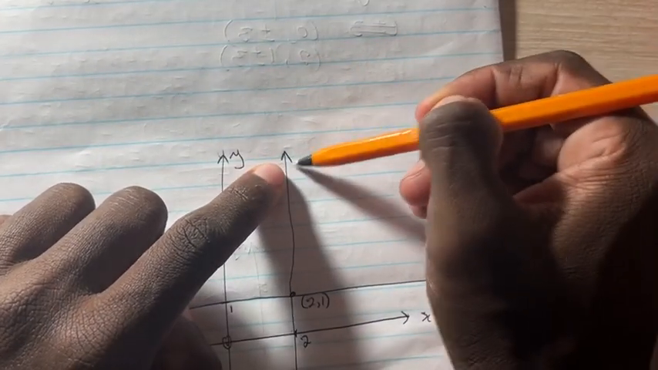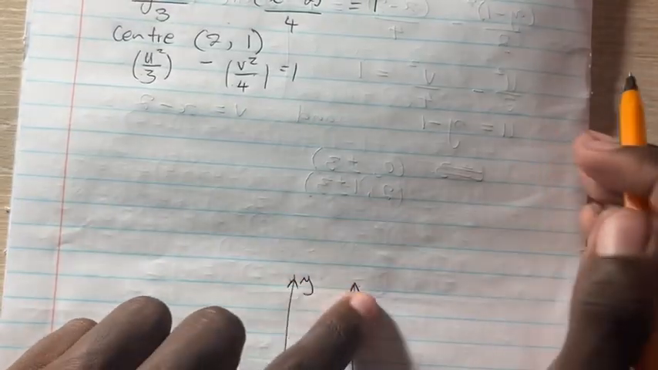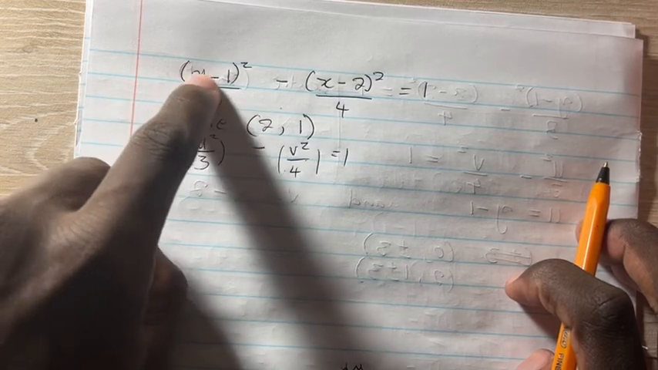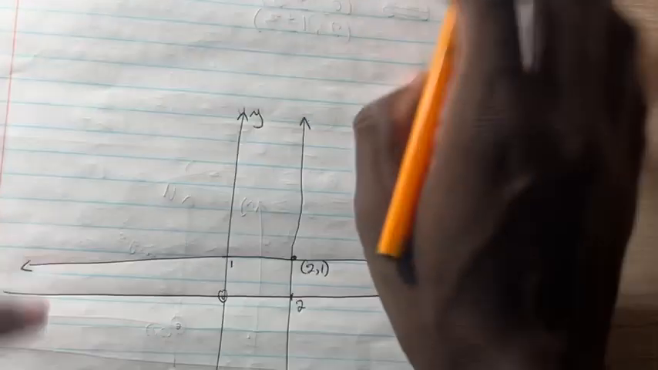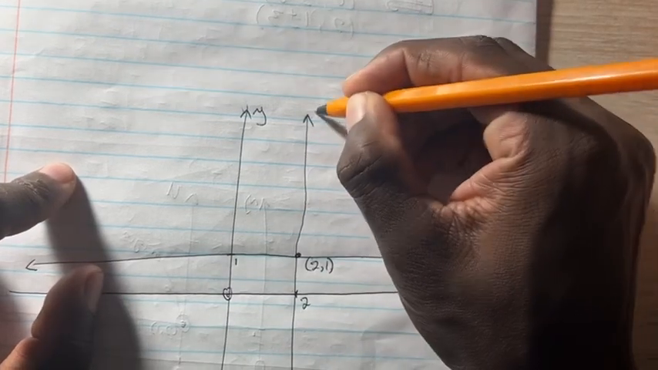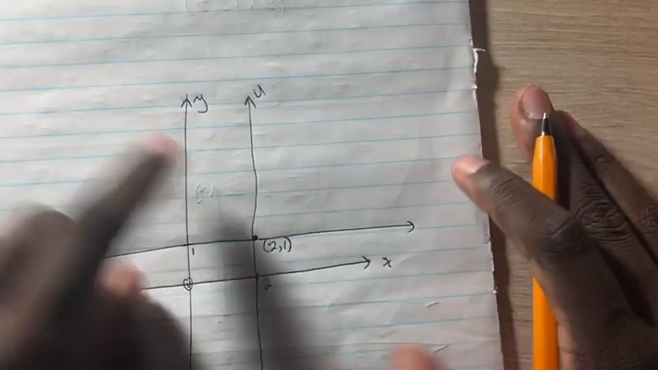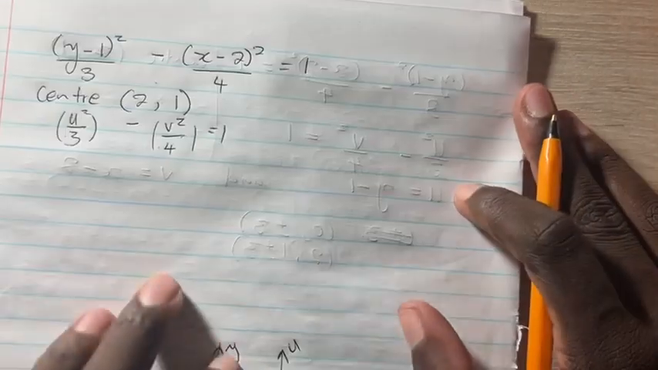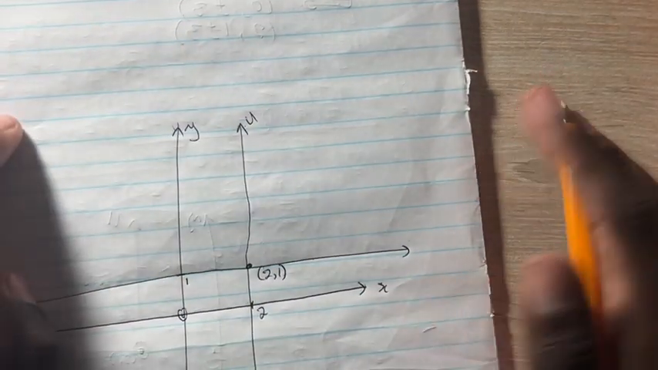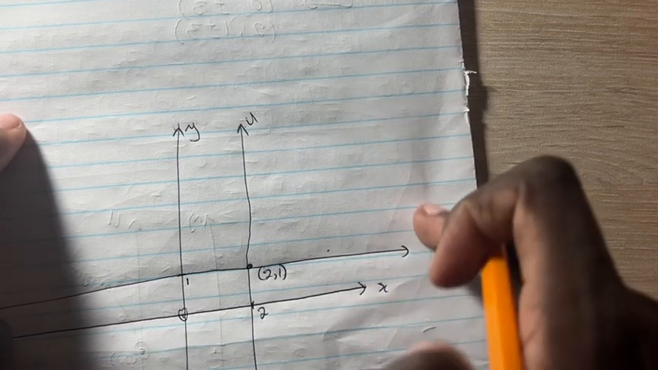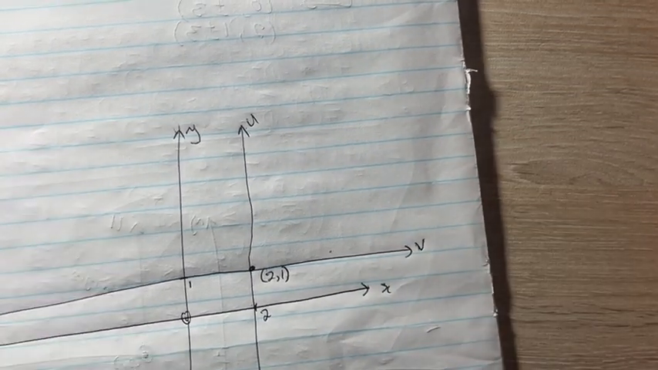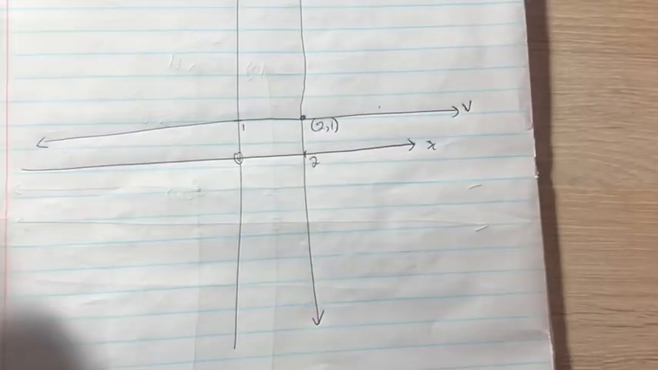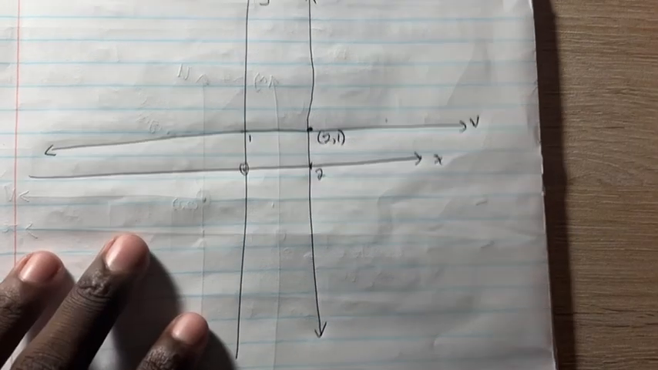Center. So which one replaced y? u replaced y minus 1. So u has to be the vertical one. Which one replaced x? v replaced x minus 2. So v has to be horizontal, just like x. Okay. That was the first part of the question.